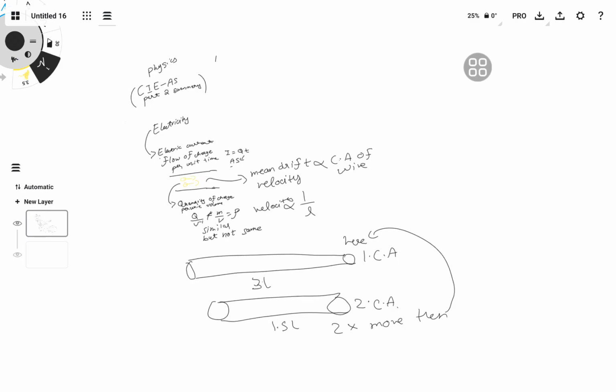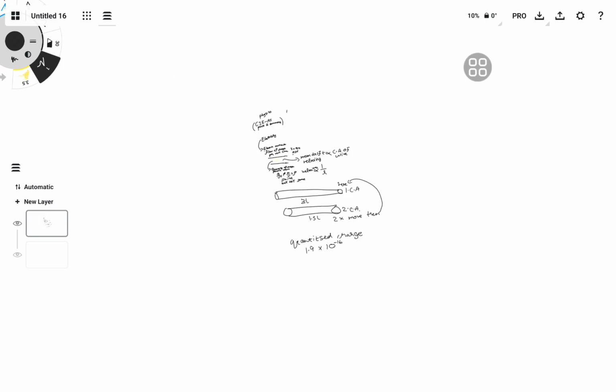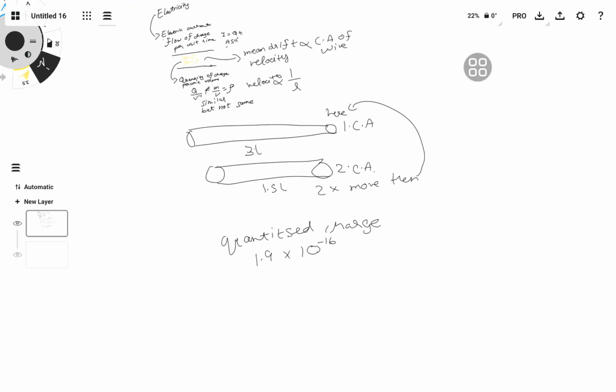Now let's move on to a formula. Basically, quantized charge is the charge of a single carrier of charge. This is basically the charge of an electron, 1.6 × 10^-19 coulombs. So we have discussed that till now.